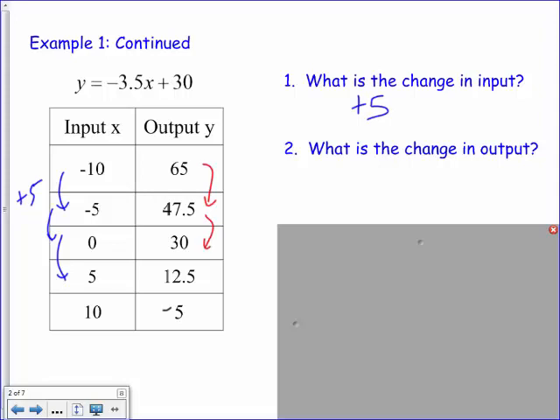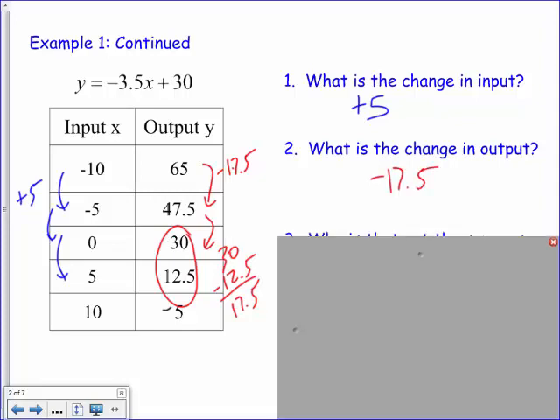What's happening here? Well, I kind of mentioned that in the last one. It looks like we're going down. Remember, I could just subtract. What would be an easy one to subtract? What about these two guys? 30 minus 12.5. It's going down 17.5 each time. There's the change in my output: negative 17.5.